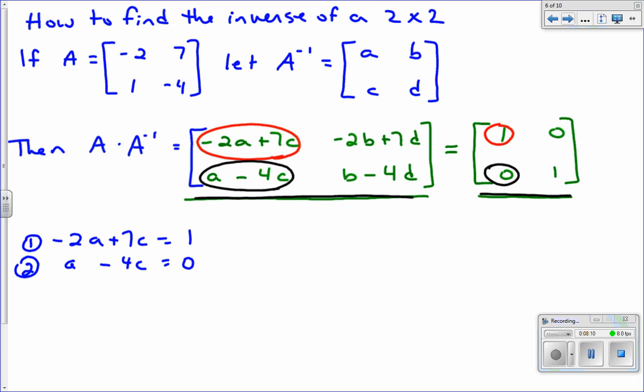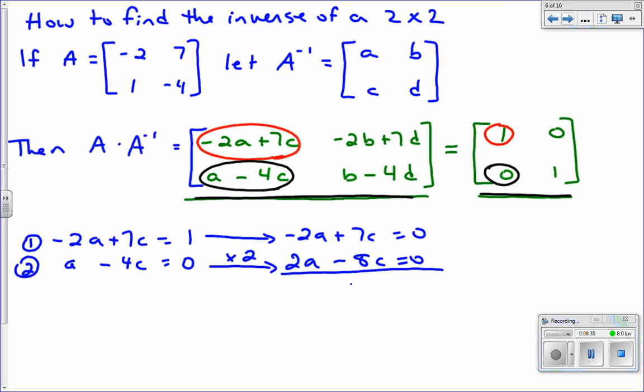If I look at those two equations, I can then use elimination to eliminate one of the variables, and I'm going to do that to eliminate variable A. So I'm going to take equation 2 and multiply it by 2. So I get 2A minus 8C equals 0. Equation 1, I'll just leave the same. I've got negative 2A plus 7C equals 1. When I add these together, I have negative C equals, and I apologize, that's a 1. So negative C equals 1, so C equals negative 1.